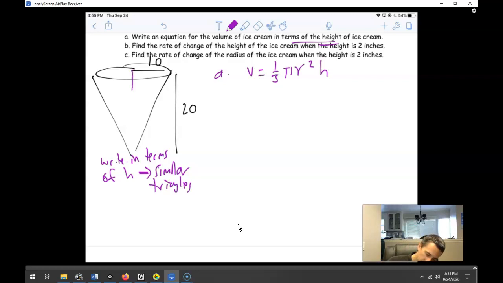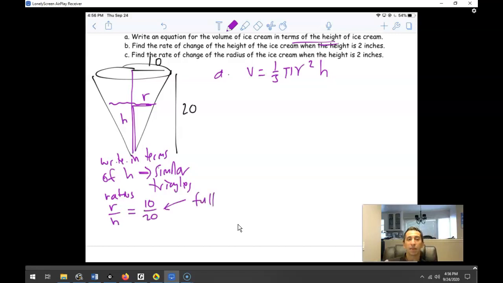So if I were to draw some kind of situation here, when it's full, I know the height is 20 and the radius is 10. But when it's partially full, so the water, ice cream, whatever's up to here, it has some radius r and some height h. So if I set equal ratios to each other, I say the ratio of radius to height is equal to 10 over 20.